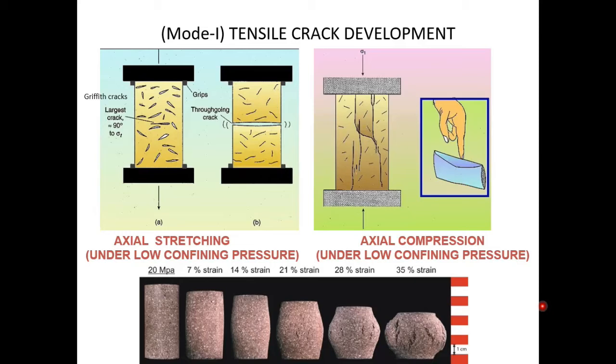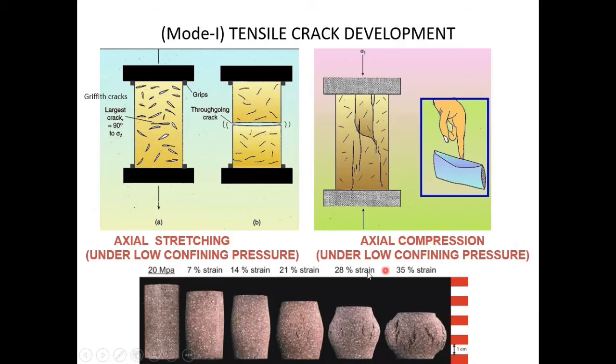So what type of structure will form exactly when, under what stress distribution? You need to know this. If you know this stress and structure relationship in the field, it will be easier to make some analysis with just some simple field measurements. So in this experiment, we have axial stretching under low confining pressure.